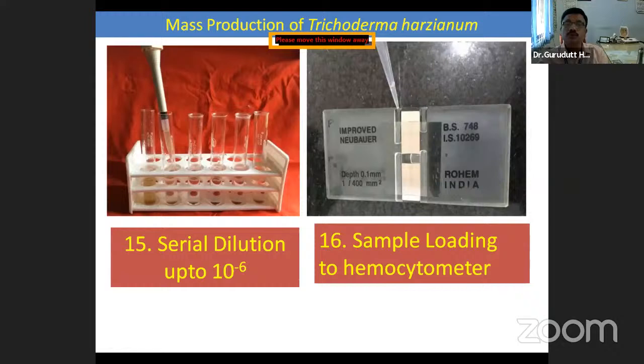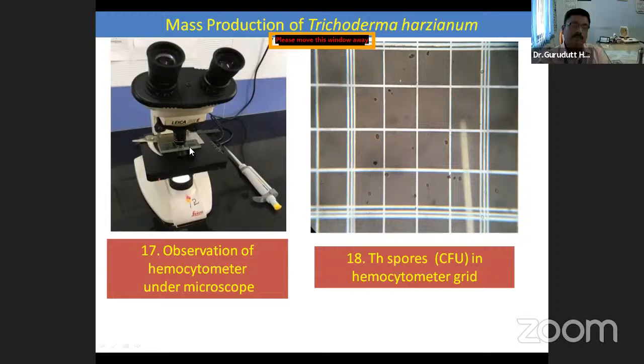We have a microscope, and the hemocytometer is placed here by putting a drop of that fine solution on it. Then we have to see the number of colonies in the grids on the hemocytometer, to check whether it is sufficient.